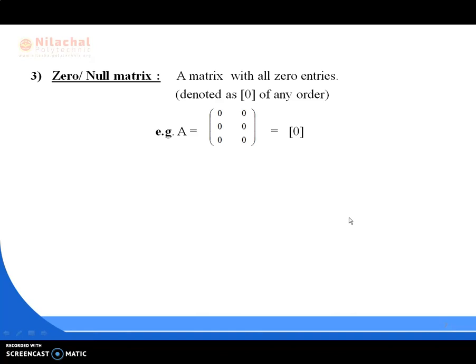Zero or null matrix. That means the matrix may be of any order, but each and every element of this matrix must be 0. So this type of matrix is called a zero or null matrix. It is symbolized as 0 with the matrix symbol.